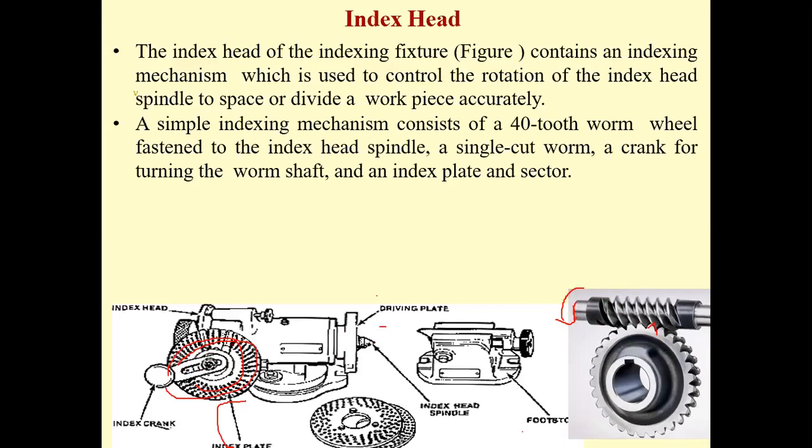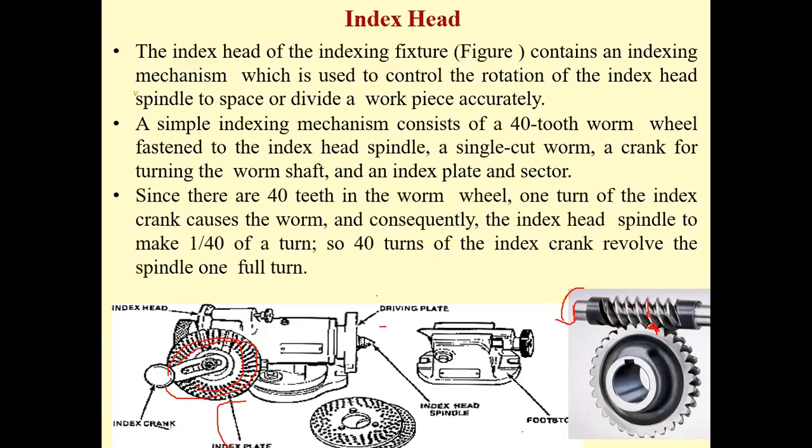This complete 360 degree rotation of the worm causes the tooth to engage with the gear teeth, so the wheel is rotated only one tooth. So 360 degrees of rotation of this crank moves only one tooth. Using this, you are dividing into equal parts.